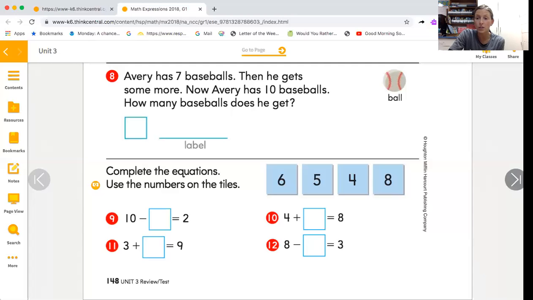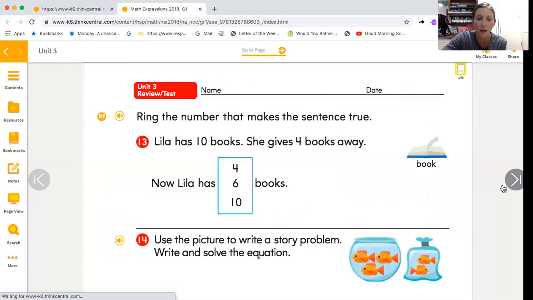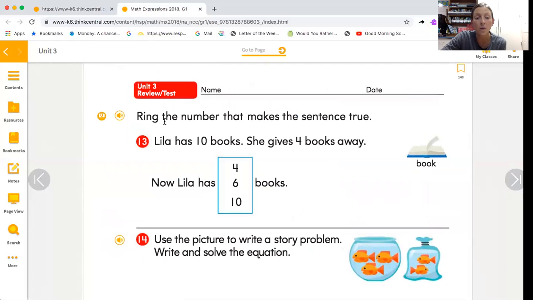All right, we're going to turn the page, or not turn the page, but we're going to go to the next page that's on the other side. It says, ring the number that makes the sentence true.